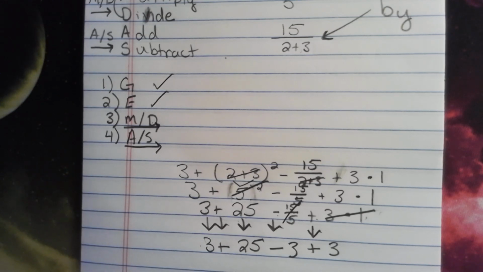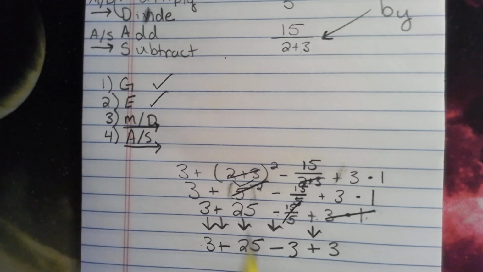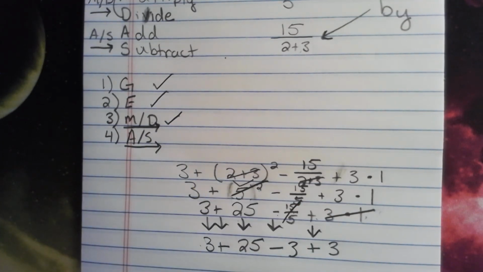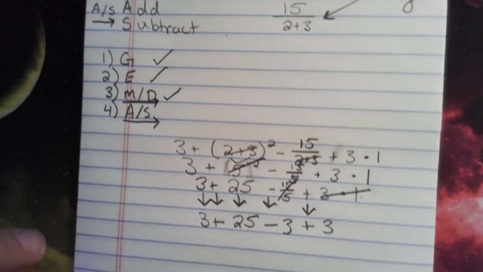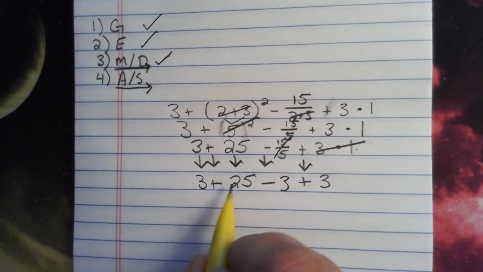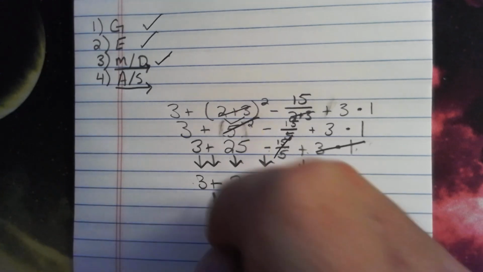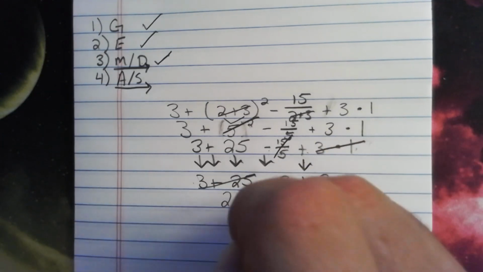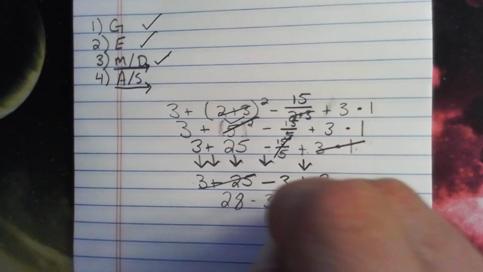So now we can say that, hey, we finished all the multiplication and division. All of these are add, subtract, add. So we can say, yes, we're done with the multiplication and division. I'm going to slide this up just a little bit because we're starting to get hard to see. Now, again, we're going left to right. It doesn't matter that it's going to be in different orders, but we're going to do 3 plus 25 is 28. Cross that out. Minus 3 plus 3.